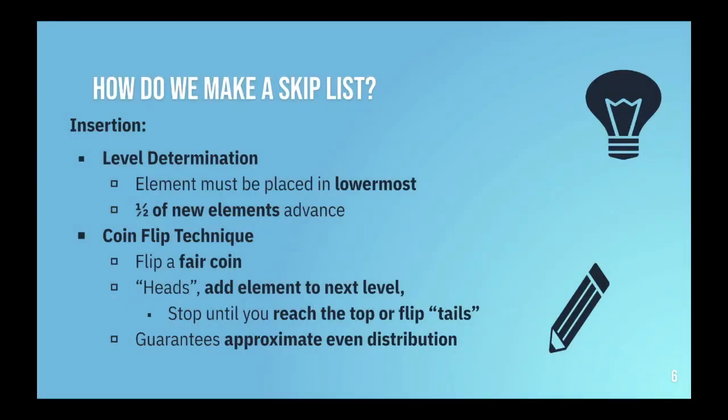Each new element that is inserted should be placed on the lowermost level. Half of the new elements should advance to the next level for balance and structure. When inserting an element, we want to flip a fair coin. If the coin lands heads, we will add the element to the next level and keep flipping until we receive a tails. This method guarantees that the skip list is approximately evenly distributed.